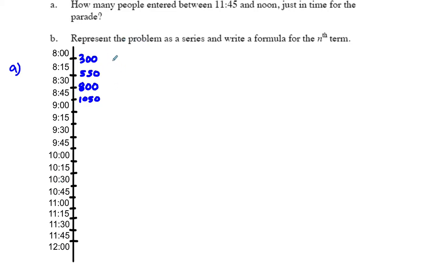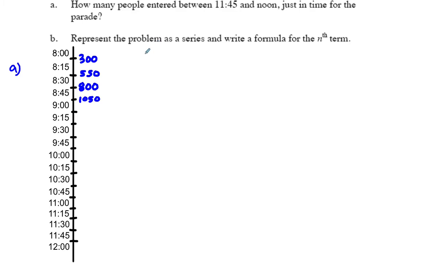As each progresses, there's an additional 250 people coming in on top of what was already coming in every 15 minutes. So we could just continue to add 250 and list out all 16 of our different terms, one for every 15-minute increment, or we can use an arithmetic sequence to help us figure out what the 16th term is going to be.